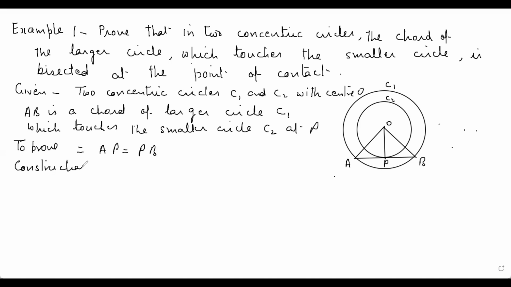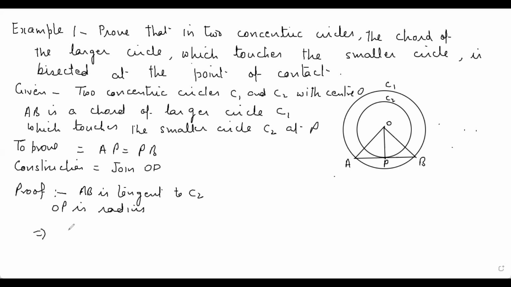Construction. Join OP. Proof. We know AB is tangent to C2. We know OP is radius. It implies OP is perpendicular to AB. What is the reason? Tangent is perpendicular to the radius of the circle through the point of contact.